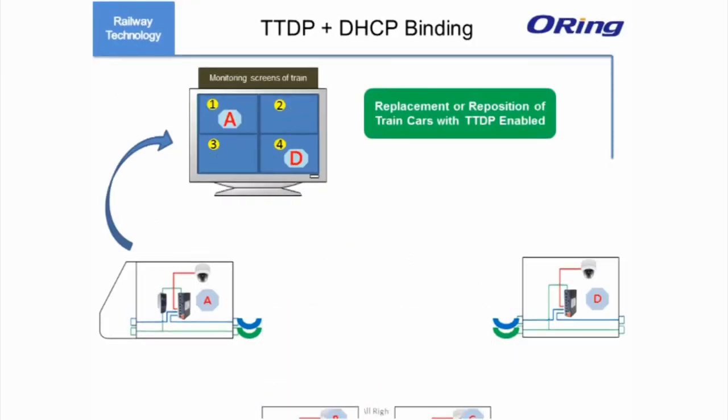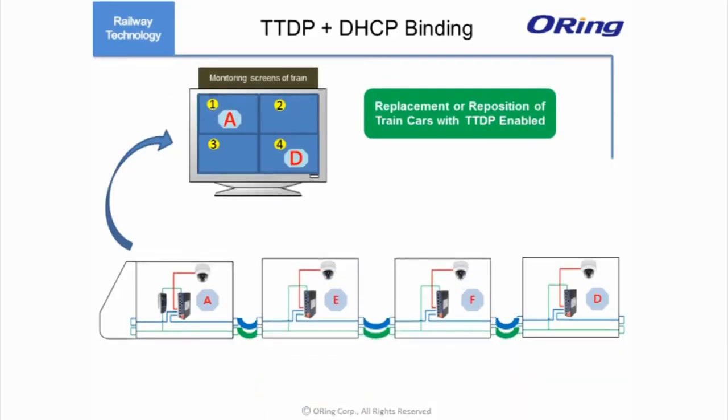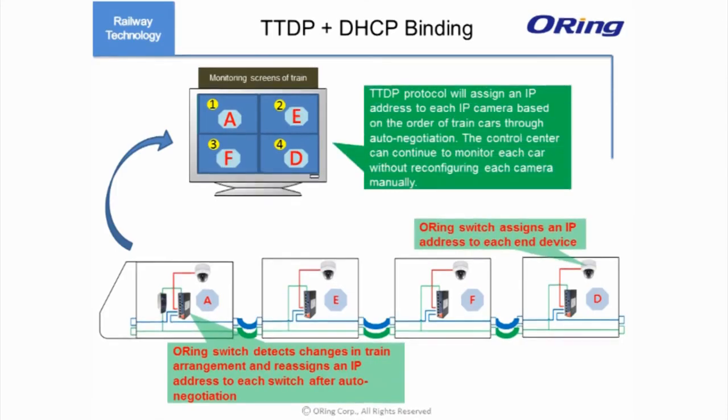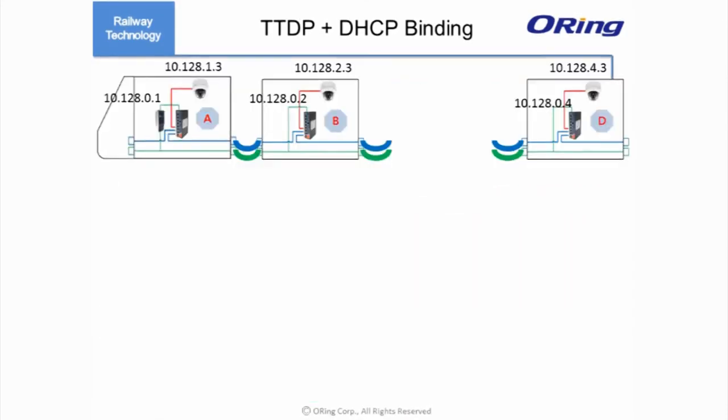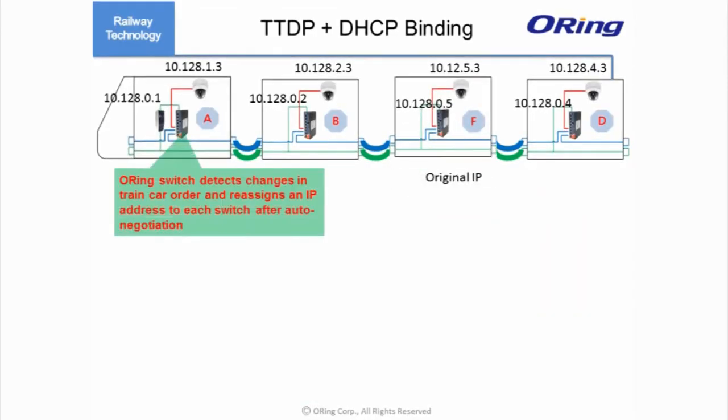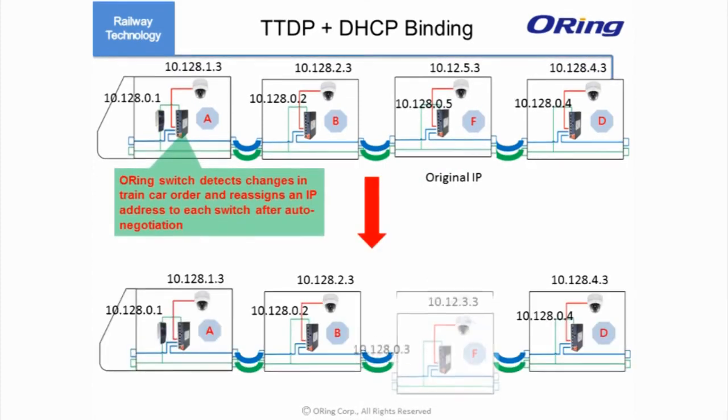When switches B and C are replaced with the new switches E and F, they will inherit the IP addresses of B and C due to their arrangement in the train consist. Therefore, the screen that originally showed the images from switches B and C now displays images from switches E and F. Through TTDP, O-Ring switches will detect changes of the train and negotiate with the network devices to assign them a new IP that matches the new arrangement of train carriages.